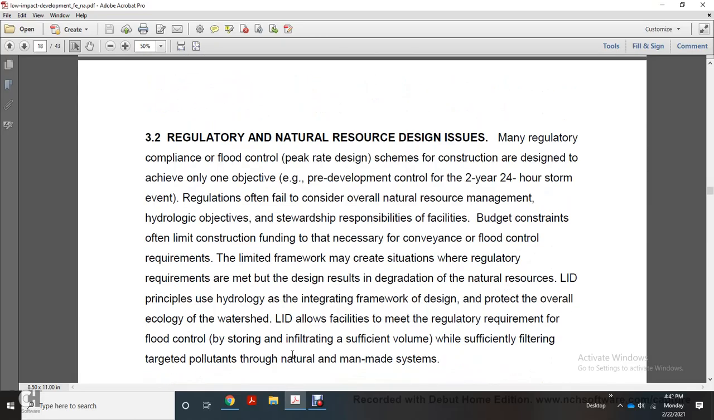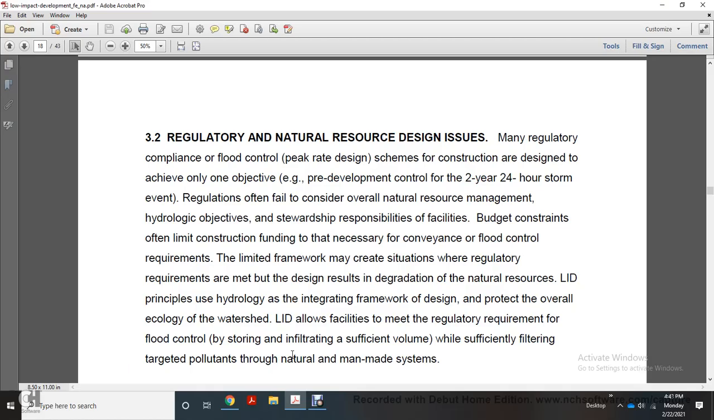Alright, regulatory and natural resource design issue. Many regulatory compliant flood control peak rate design schemes of construction are designed to achieve only one objective: the pre-development control for the 2-year, 24-hour storm event. The regulation often fails to consider the overall nature of resource management, hydraulic objectives, stewardship, and the responsibility of the facility within the budget constraints of often limited construction funding. It is not necessary for the conveyance of the flood control requirement.